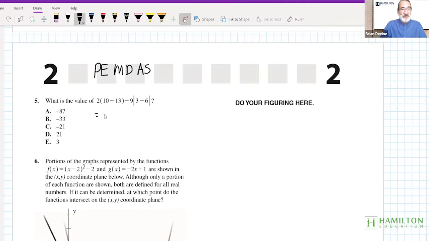So this would be equal to 2 times -3. 10 minus 13 is -3. Minus 9 times, and I treat the absolute value bars as parentheses. And I see that this would be the absolute value of -3, which would be +3. So minus 9 times +3. And I can see -6 minus 81 would be -87. A would be your correct answer.